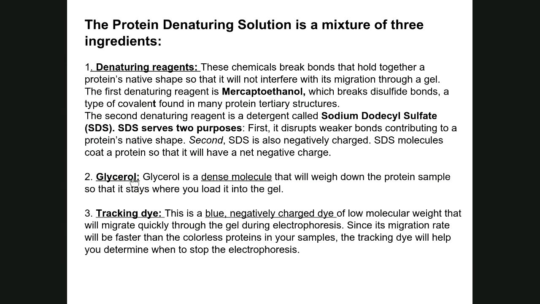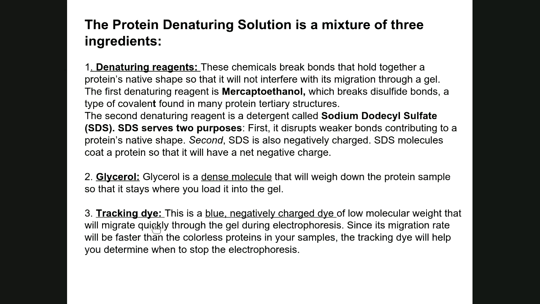Glycerol. The denaturing solution will also have glycerol. Glycerol is made up of dense molecules. And what happens is when you add your protein samples to an SDS gel, to the polyacrylamide gel, that gel is actually submerged in a buffer solution. So to prevent your protein sample from floating away, it will also be combined with glycerol. That glycerol, which is made up of dense molecules, will weigh your protein sample down so it stays loaded in the gel when you add it to the gel. And I'll show you some pics of the gel in a bit.